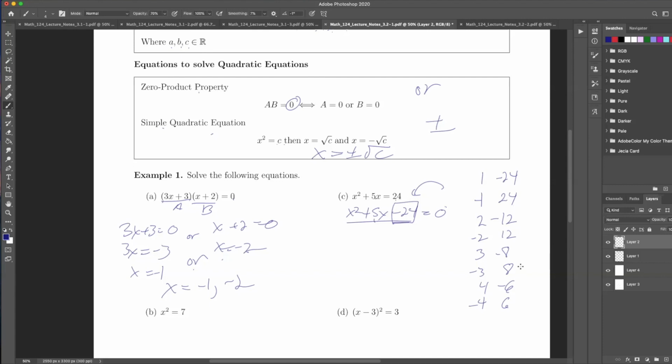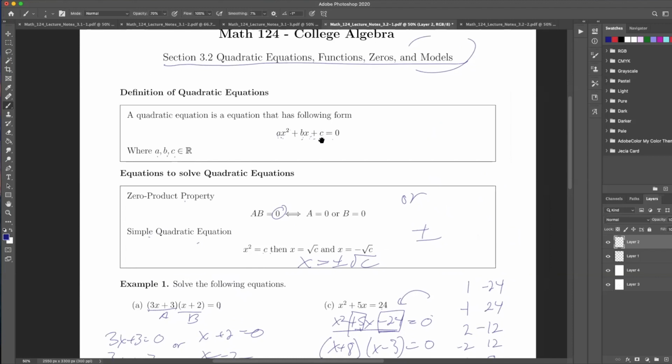So we go through this list, we see that this adds up to be 5, and so that's what it factors into. So it'll be x plus 8, x minus, oops, I had 5 in my brain, minus 3, equal to 0. So here we're going to take the factors of c that add up to be b.